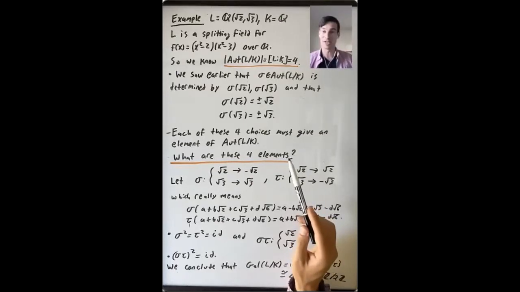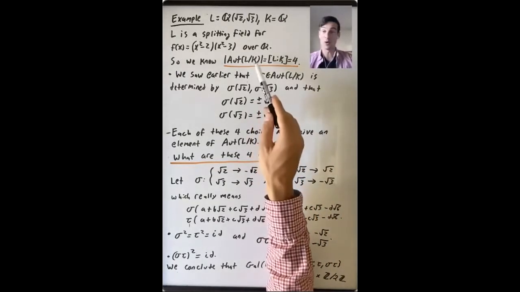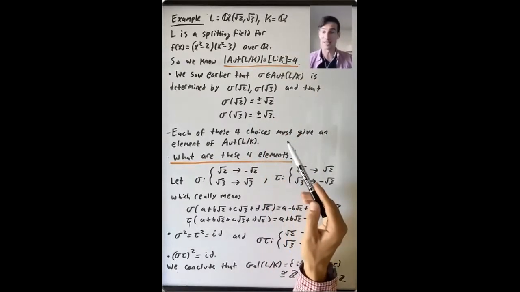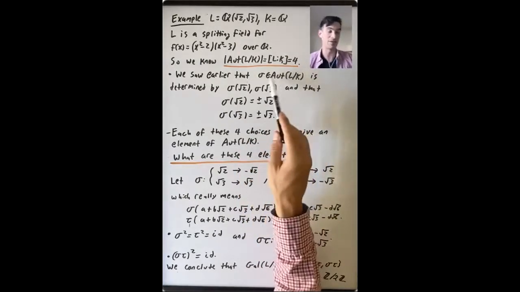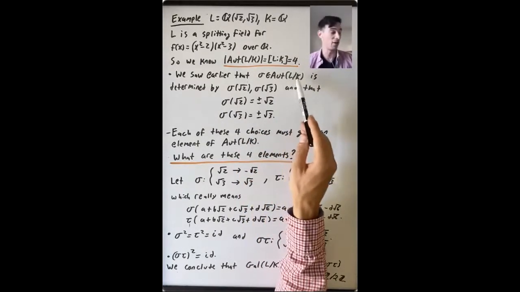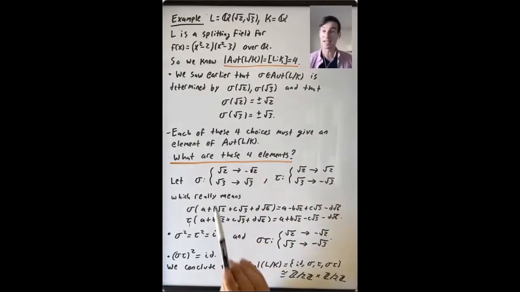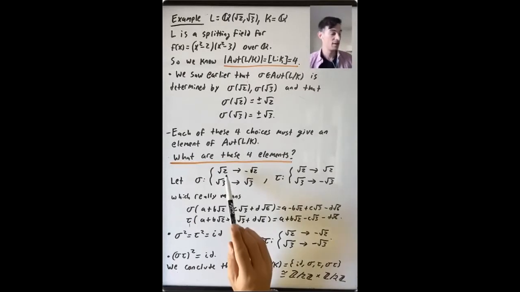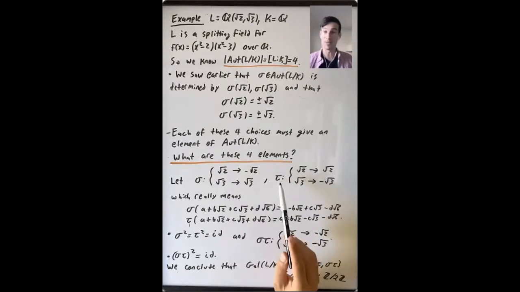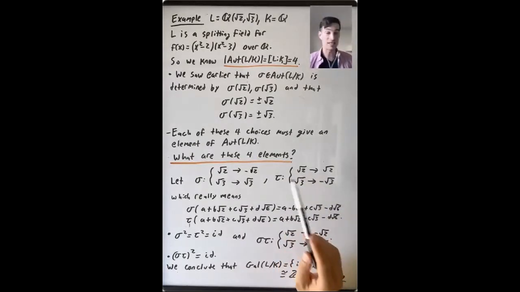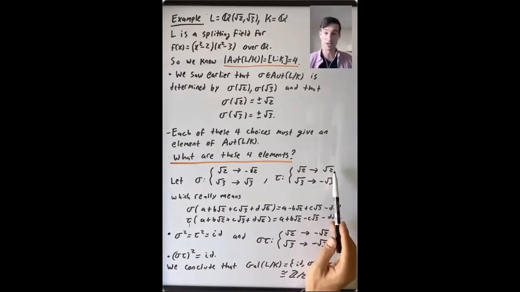All right, so what are these 4 elements? One way to ask this question is, we know that we have this group of order 4. What group is it? So now I'm going to switch notation a little bit, and instead of talking about a general element sigma in Aut(L over K), we'll pick sigma to be the particular automorphism that fixes Q, sends square root of 2 to negative square root of 2, and sends square root of 3 to square root of 3. And tau is going to be the automorphism that fixes Q, sends square root of 2 to square root of 2, and square root of 3 to negative square root of 3.